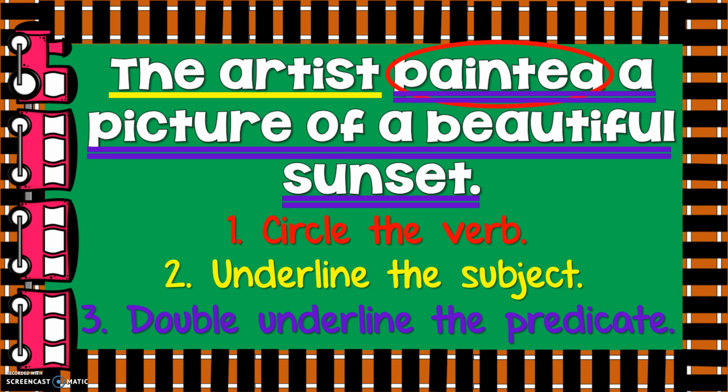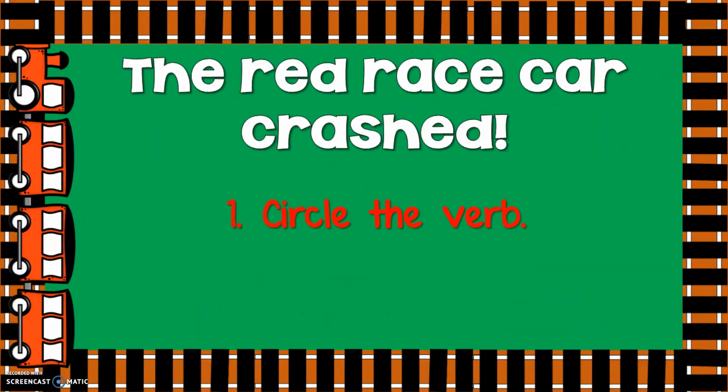For the next few sentences, I'm going to go a little bit faster because I think you've got this now, which just means that we're doing a great job learning together. So I'm going to give you about 10, 15 seconds per sentence, and then I'm going to go over the answers. I'll show you the answers. All right, next sentence. The red race car crashed. Do all 3 pieces, please. Circle the verb, underline the subject, and double underline the predicate. You have about 10 seconds.